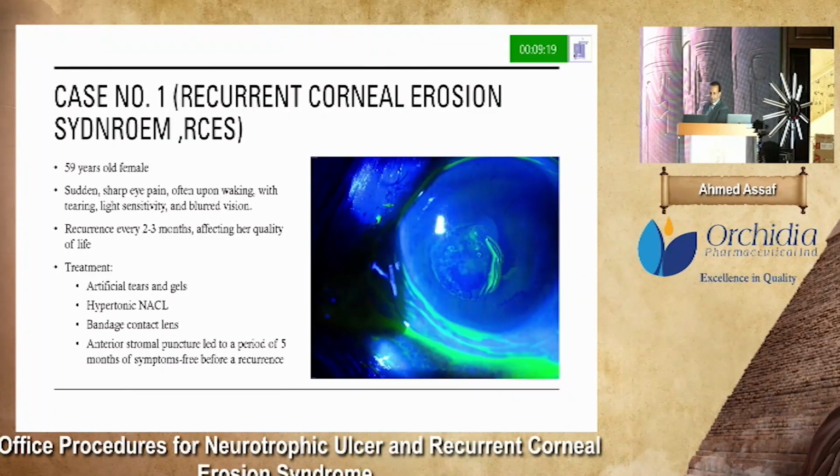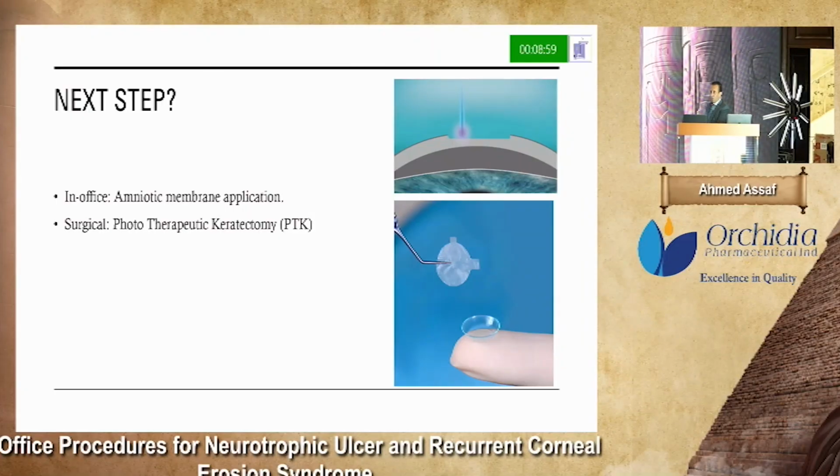So the treatment started with artificial tears and gel, hypertonic sodium chloride saline, bandage contact lens, and we did anterior stromal puncture that gave her a period of recovery for 5 months, but the condition was recurring back again. So what are the next steps?